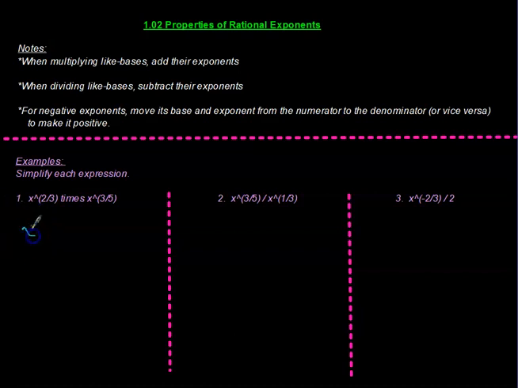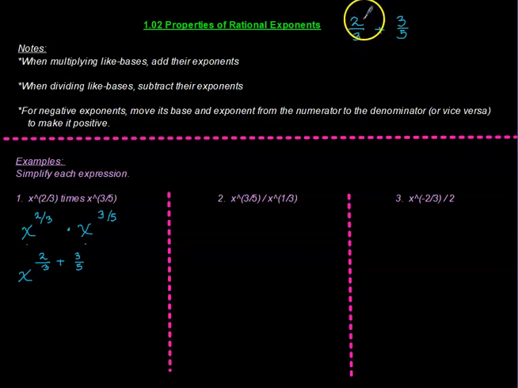So let's say the first one, I have x to the 2/3 power times x to the 3/5 power. Again, if you look, they have like bases, and the like bases are being multiplied. So we keep the like base, and you add the exponents together. Some of you have learned to add fractions using common denominators, which is fine. I'm going to show you just another way that I use to add and subtract fractions that don't have common denominators. So 2 over 3 plus 3 over 5.